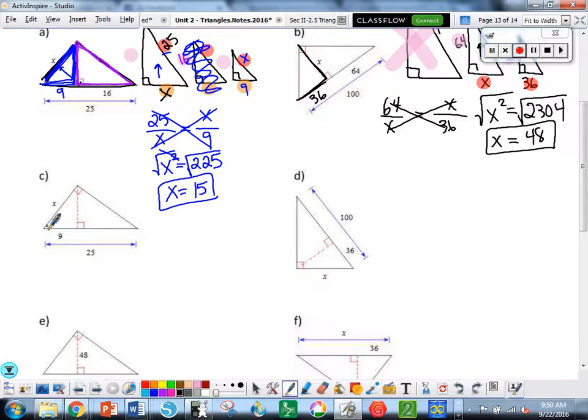Look at the big triangle. What's the short side? What's the long side? What's the hypotenuse? The big triangle. It's the middle triangle.